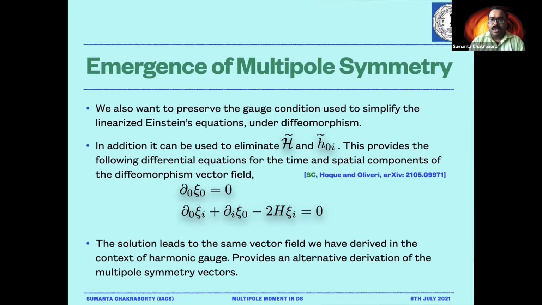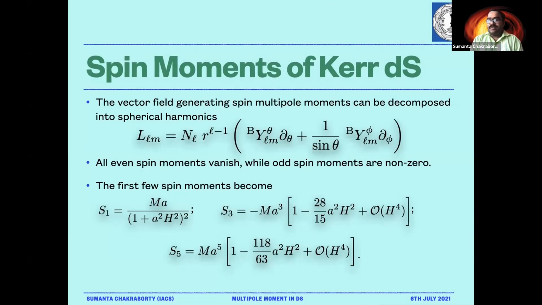So having done all that, let us now get to the last part of the talk: can we get the moments for the Kerr-de Sitter spacetime? I'll first talk about the spin multipole moments for Kerr-de Sitter spacetime. The vector field which generates the spin multipole moments, as I said before, is r cross the gradient of the function epsilon. Now this epsilon can be expanded into spherical harmonics with Y_lm(theta, phi), and this is the vector for lm in that spherical decomposition.